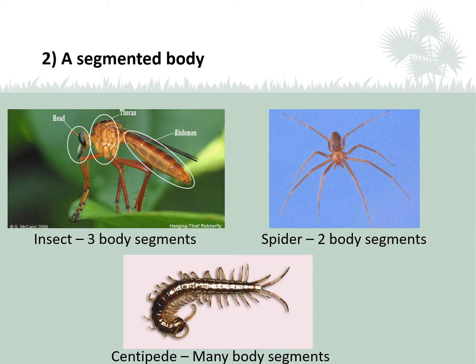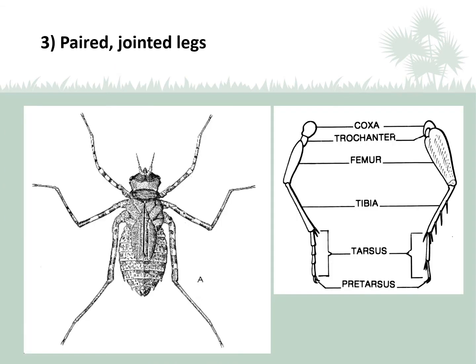But as we go to the right to the spider, we see it's only got two body segments. So it's not an insect, it's an arthropod. And we look at the centipede below, well, it's got more than three segments. It's not an insect, it's an arthropod. So that's why we're talking about the broader context of arthropods today, not just insects. Here we can see a real quick example of the anatomy of the legs, the paired jointed legs. You'll see the front leg is identical to the other front leg, and the middle leg and the back leg. Very symmetrical.